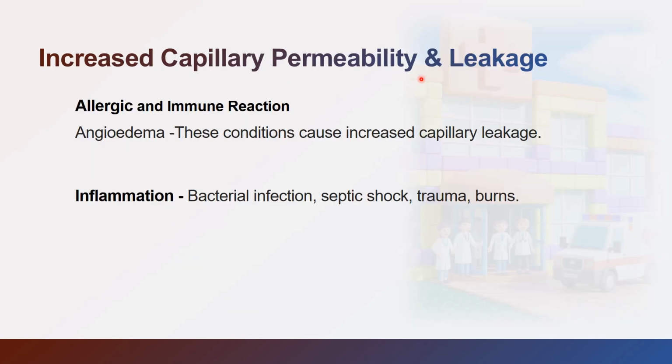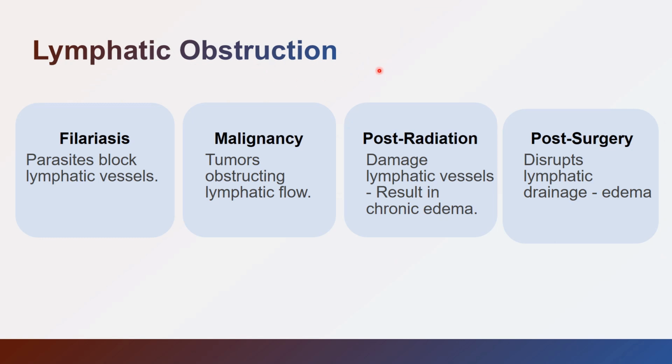Increased capillary permeability and leakage occurs in allergic and immune reactions like angioedema, where there is increased capillary leakage, and inflammation may be due to bacterial infection, septic shock, trauma and burns, where there is increased leakage. And lymphatic obstruction can occur in filariasis, where there is blockage of the lymphatic vessels by the parasites.